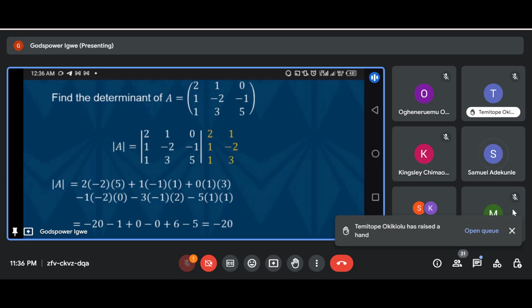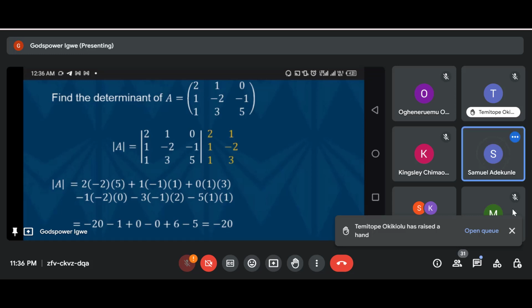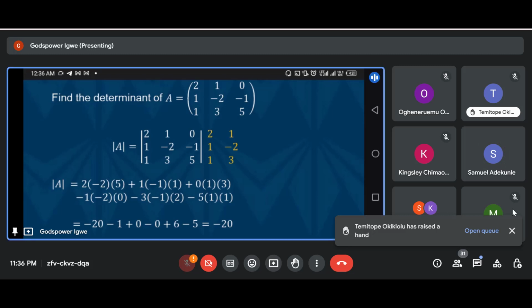If you check this now, you pick two. Two is the top one. They say minus two times five. That's one side, and then that will be minus two times five, minus two times five minus.